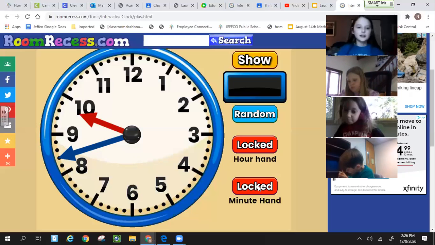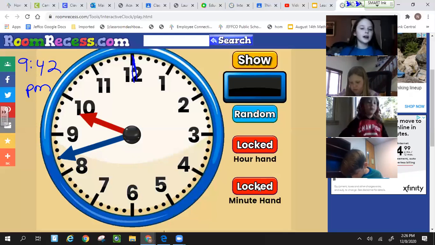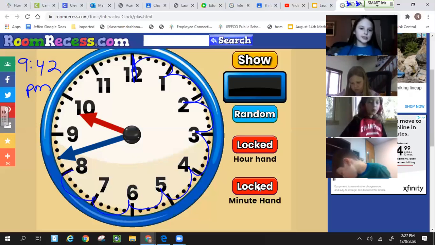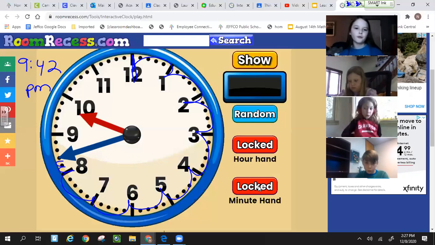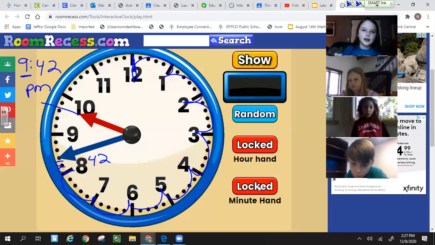How do you know that? Because counting by 5s to 8 is 40, and then I have to count by ones 2 times, and that's 42. And the hour hand is at a 9. Even though it's really close to a 10, it's 9 because it was the hour behind 10.